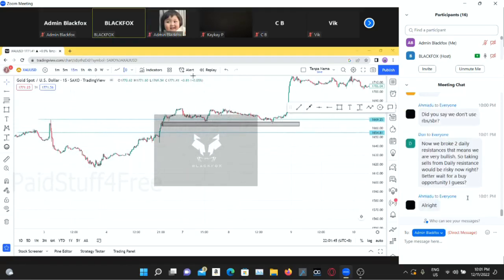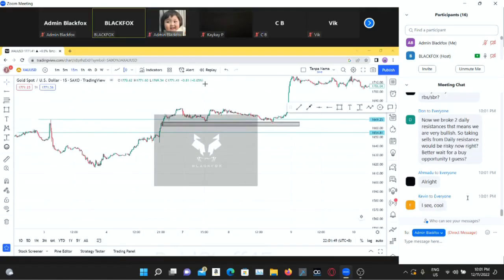Now we broke the daily resistance, that means we are very bullish. So taking sells from daily resistance will be, yeah, that's true. Better wait for a buy opportunity, I guess.